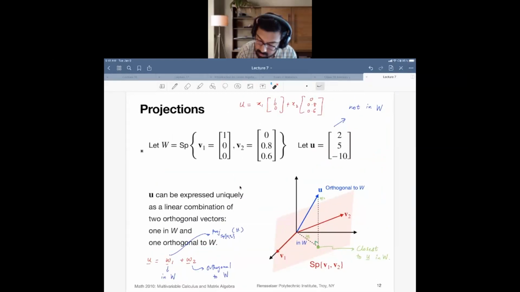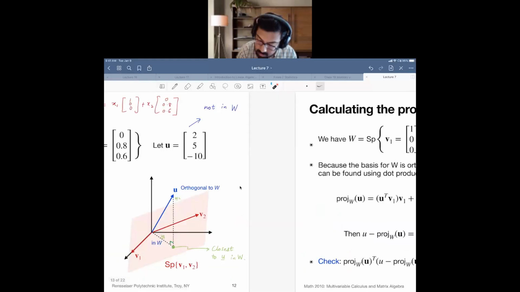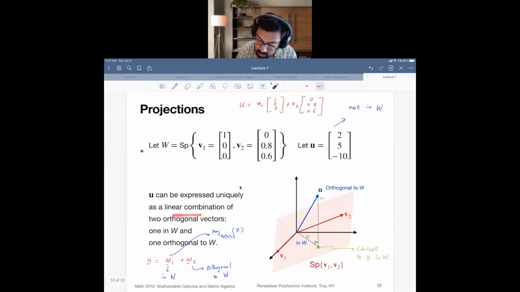So you can view these things geometrically as well. Now, our question is, if you are given this vector U, can you find the projection? And if you can find the projection, then you can clearly subtract it from the original vector U to find whatever remains, W2, right? So let's move on here. And then you can do this. U can be expressed as a linear combination.